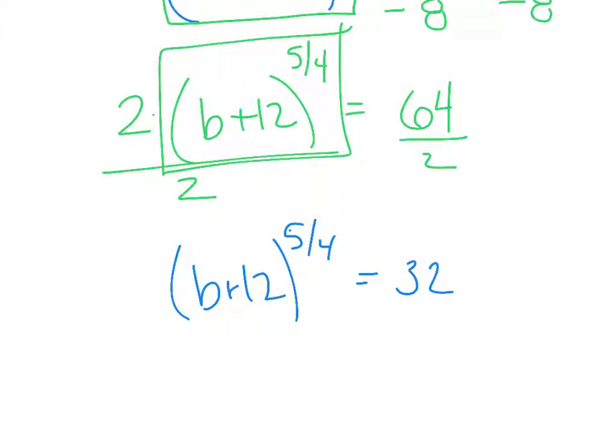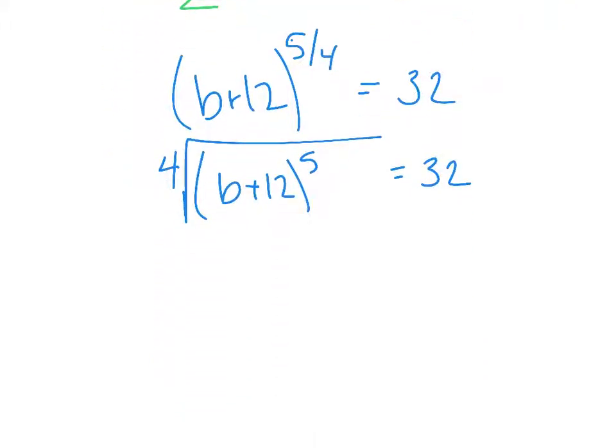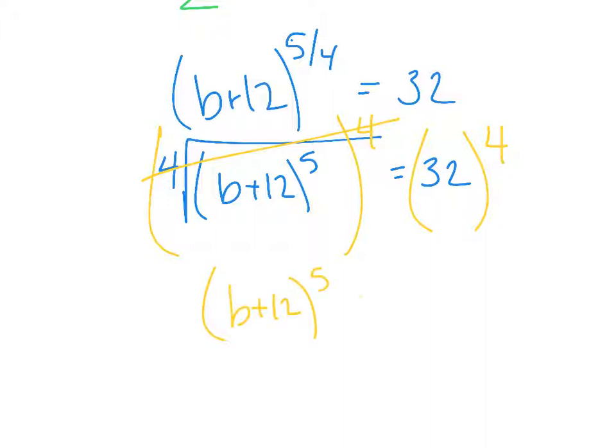Now how do I isolate that? Well, I'm going to rewrite this. This is really the 4th root of b plus 12 to the 5th equals 32. Okay, so how do I get rid of a 4th root? Again, the inverse of a 4th root is to raise it to the 4th power. Whatever I do to one side, do to the other. Those eliminate each other. So now I have b plus 12 raised to the 5th equals 32 to the 4th. Now again, I'm not going to do that because that takes me way too long. I'm just going to keep going.